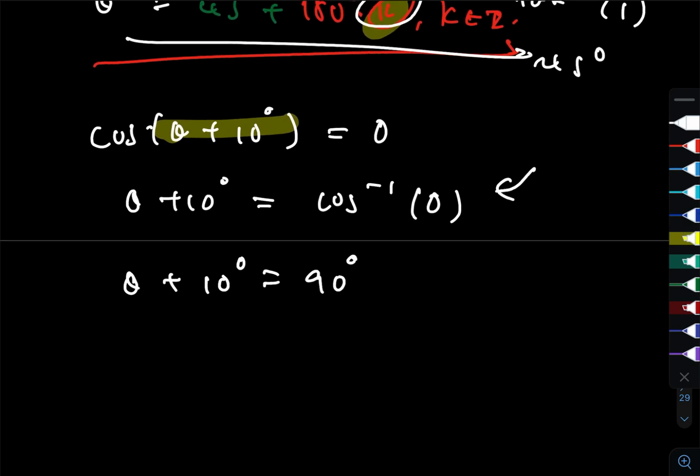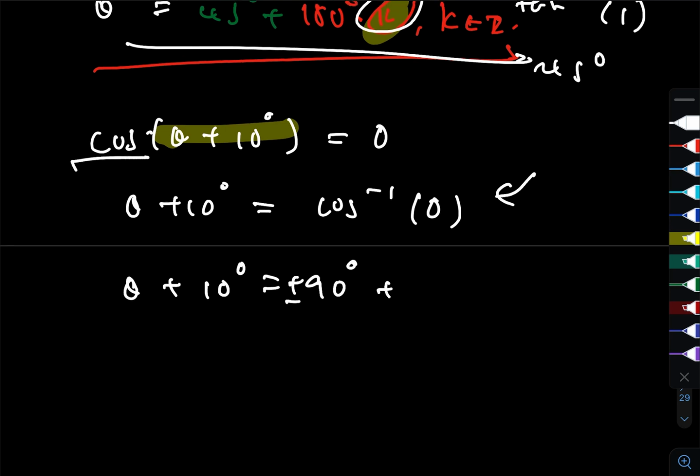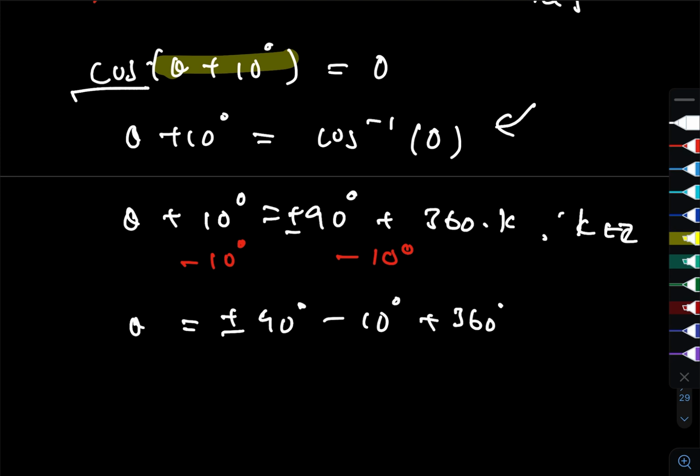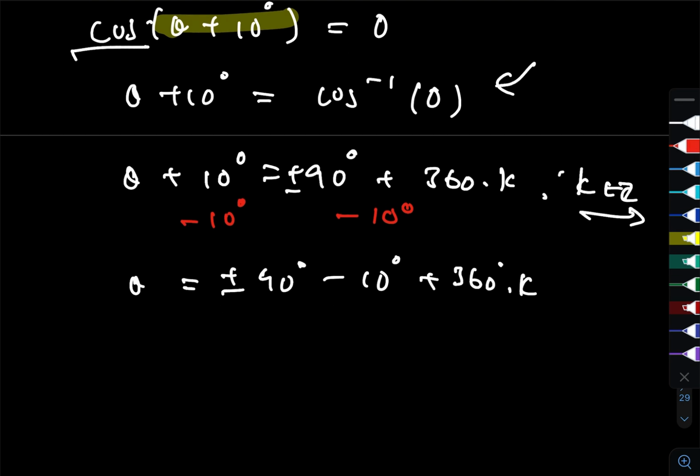Remember, all I need to do for the reference angle is to simply place plus or minus if I'm dealing with cosine. The reference angle is plus 360 times k, where k is an element of integers. All right. So I want to solve for theta, not for theta plus 10. In that case, I'll have to subtract 10 degrees from both sides of the equation. So I'm going to have theta equals plus or minus 90 degrees minus the 10 degrees, plus 360 times k. I do not have to keep writing k is an element of z, as long as I did in the first statement, I'm fine.